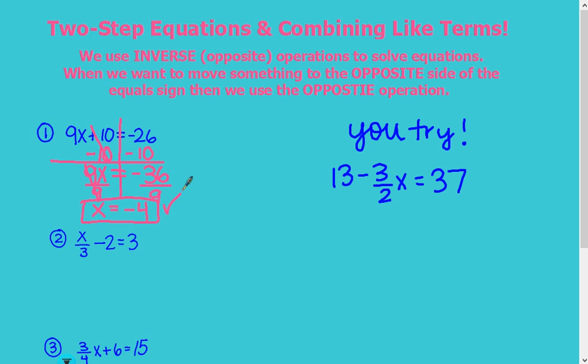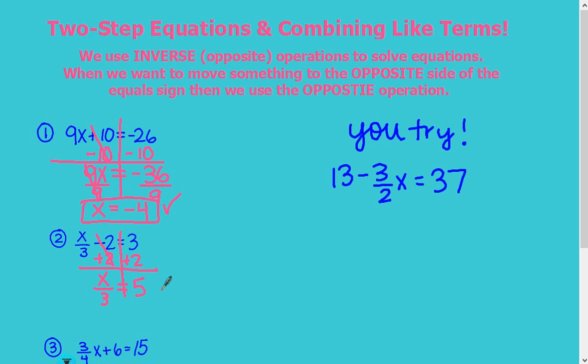Let's look at number 2. I have some number divided by 3 minus 2 equals 3. So again, ignore whatever is attached wherever your x variable is. Ignore him for just a second and think, who do we need to move away from that x variable? That would be this negative 2. The opposite of a negative 2 is a positive 2. So I'm going to add 2 to both sides. This goes to 0. My x divided by 3 drops down, and I get 5 over here.